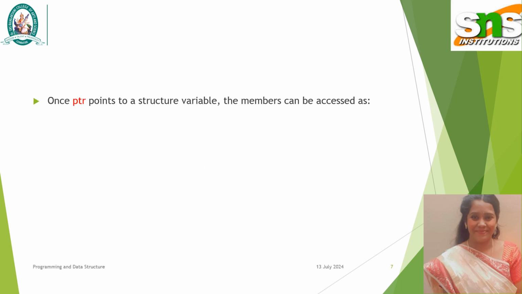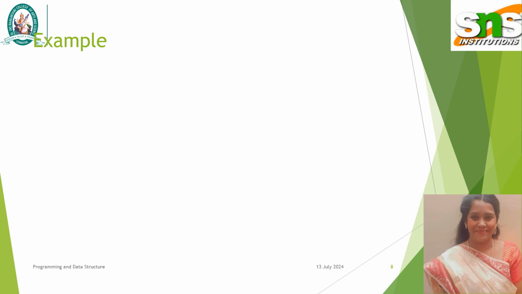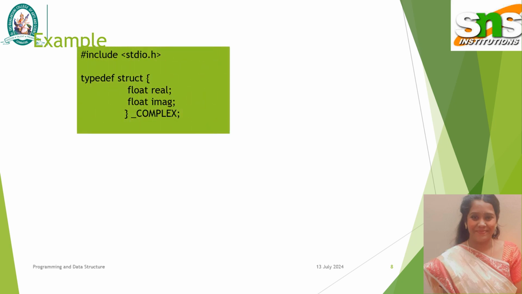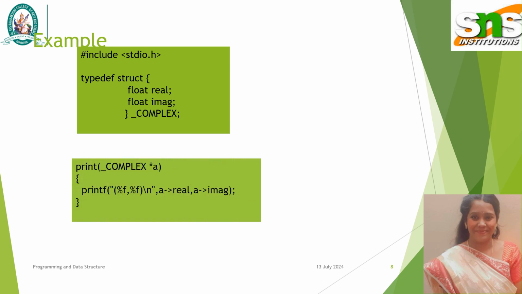Once a pointer points to a structure variable, the members can also be accessed. PTR arrow roll number, PTR arrow department code, or PTR arrow CGPA. The symbol is called the arrow operator. This is an example where we have the typedef of a structure, with members real and imag, and the structure variable is complex. So we are going to print the complex variable with a equal to the real part, and a is also used for the imaginary variable.